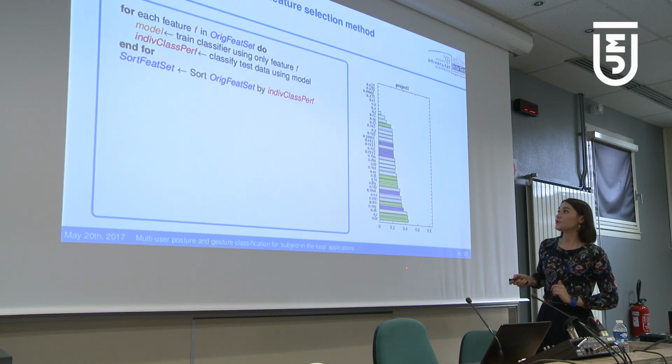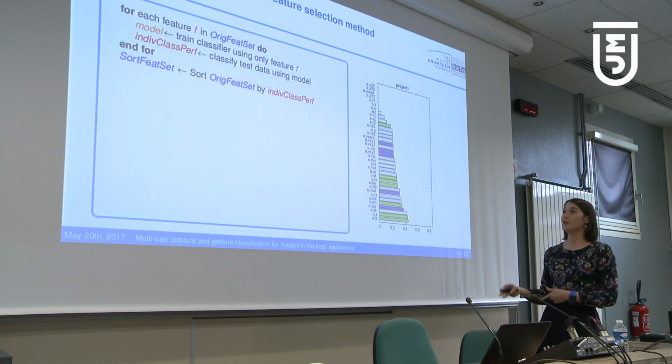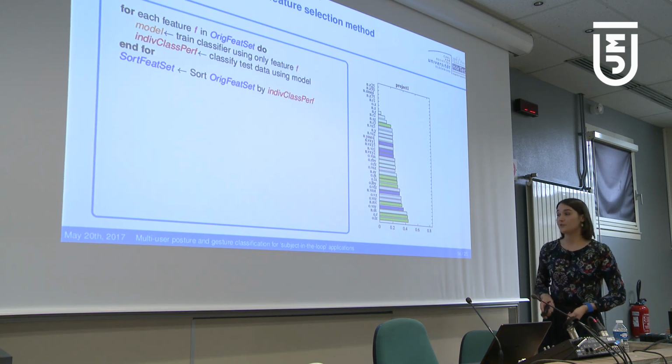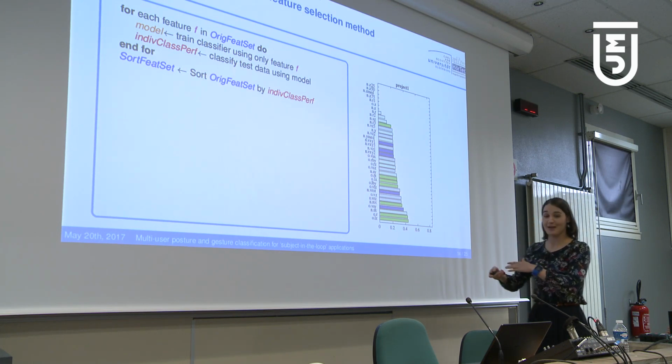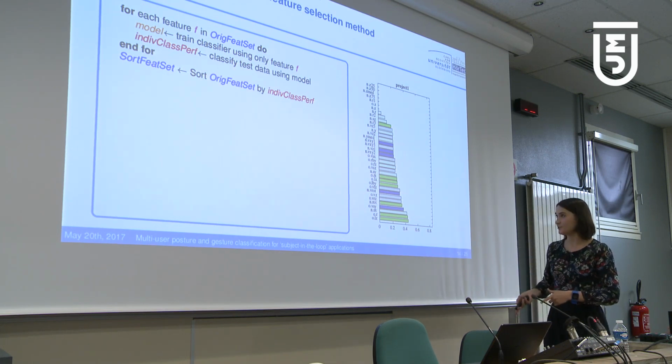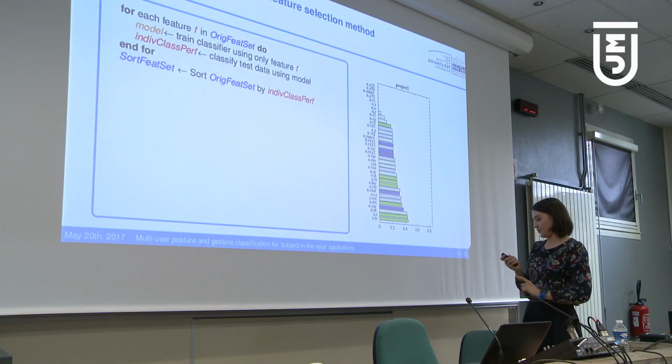For each feature we train the classifier using only this one feature, and then we test it using new data, and we compute the classification performance. Then for each feature we do the same, and we sort them according to their classification performance. So these are the sorted features. This feature has the best individual classification performance.